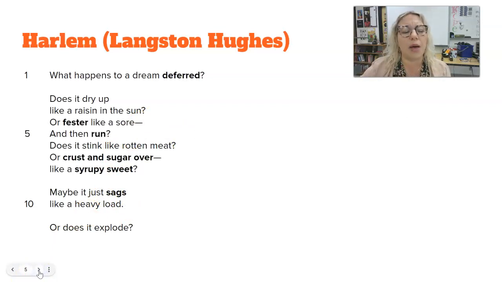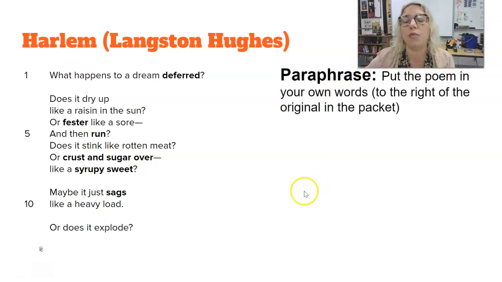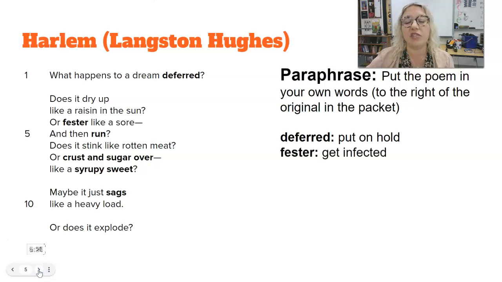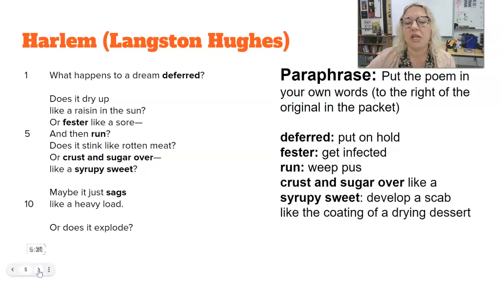The next question is about paraphrasing. So put the poem in your own words. These are some words that are maybe difficult that you would need to replace with something else that is more common for you to use. So words like deferred, meaning put on hold, fester, get infected, run, that's talking about the sore, so it'd be like weeping pus, kind of gross, I know. Crust and sugar over, like a syrupy sweet, meaning develop a scab, like the coating of a dessert that's syrupy, that's drying. So you right now paraphrase the poem in your own words.